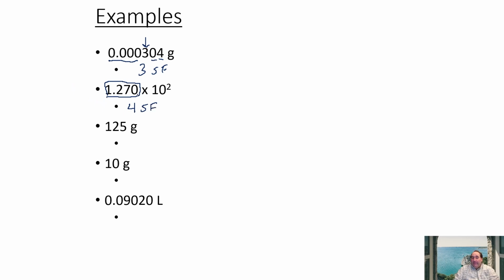By the way, if you were to do this as 1.270 times 10 to the 2, sometimes people go, oh, let me just convert it into a number. So 127. Oh, it has 3 significant figures. Wrong.